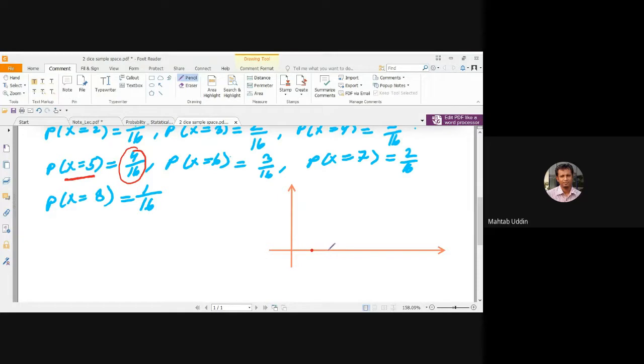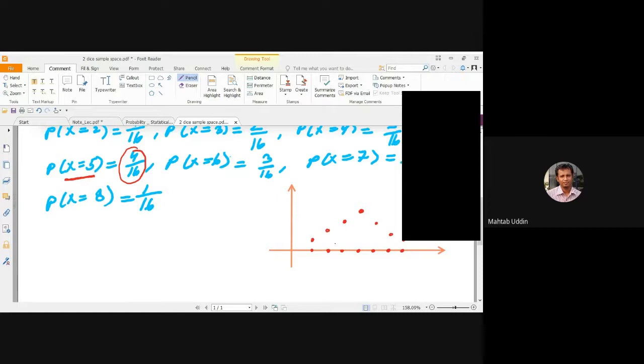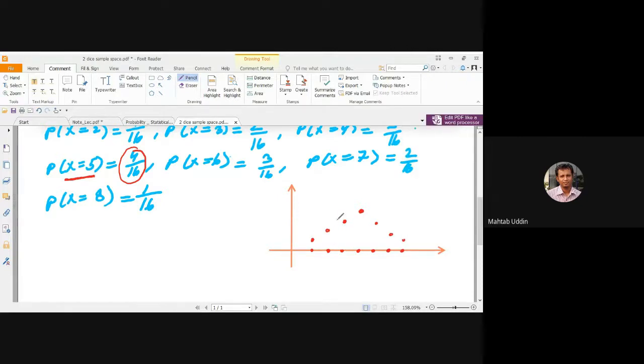2, 3, 4, 5, 6, 7, 8. So 1 by 16, 2 by 16, 3 by 16, 4 by 16. Then going down, 3 by 16, 2 by 16, then 1 by 16. Can you see? Yes, sir. This is like a triangle with a maximum point, right?